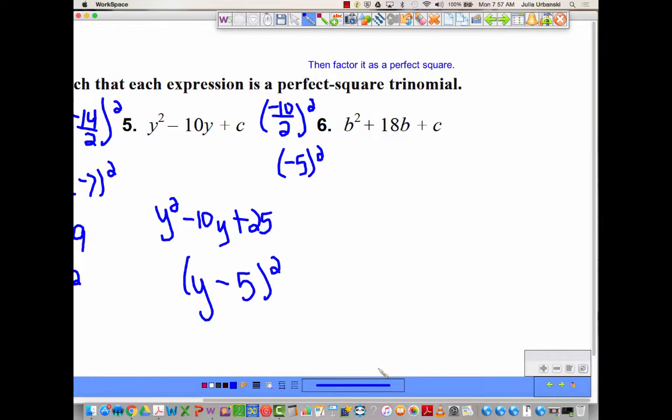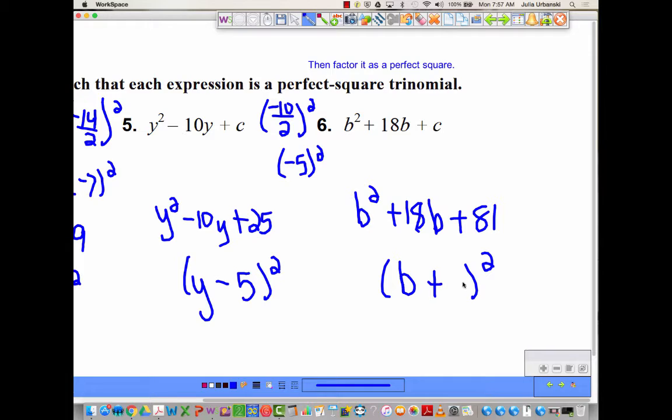Number 6 together and then 3 on your own. This one, what's half the middle number? 9. What is that squared? 81. So add that in there. And then think about what it would be when you factored it and you turned it into a perfect square there. Did you say b plus 9? Good. Okay, questions on that? All right, do the bottom 3 on your own right now.